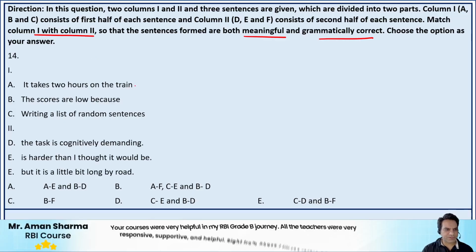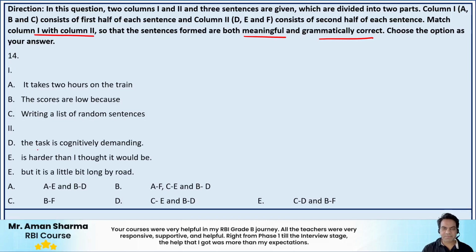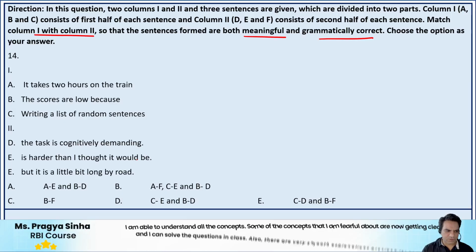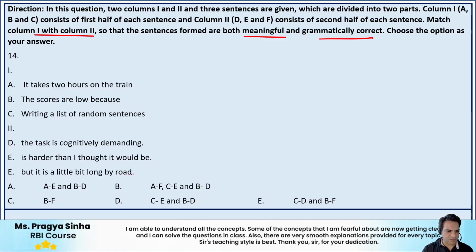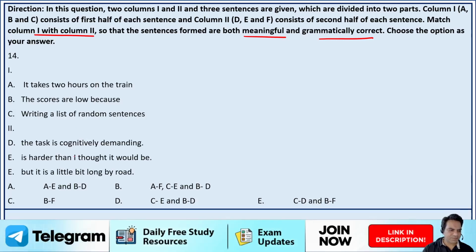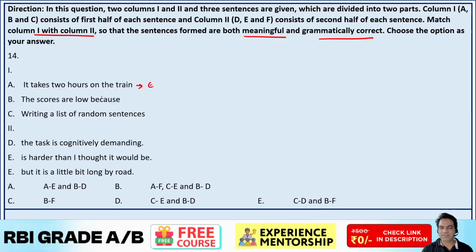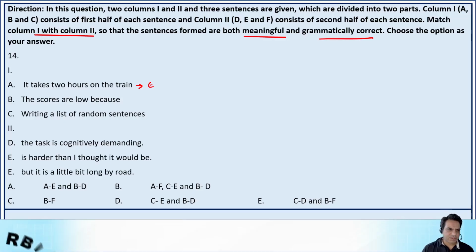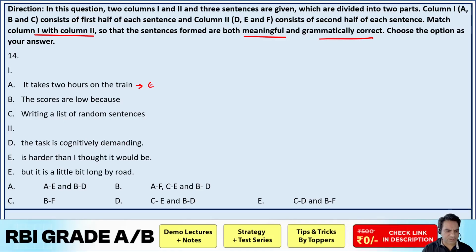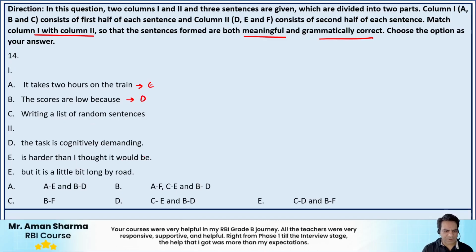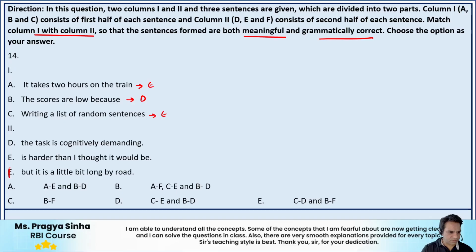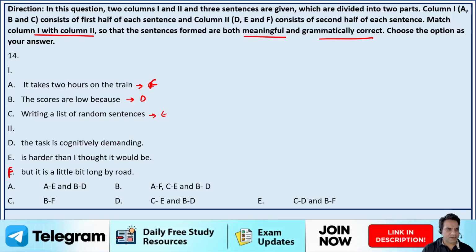It takes 2 hours on the train. Let's see what it matches with. The task is cognitively demanding, no. Is harder than I thought it would be, no. But it is a little bit long by road, yes. So A with E. I'm just connecting them for now; I'll look at whether they are grammatically correct later on. The scores are low because the task is cognitively demanding. Yes, so B with D. And writing a list of random sentences is harder than I thought it would be. Yes, C with E. Sorry guys, this is F. So A with F, B with D, and C with E.